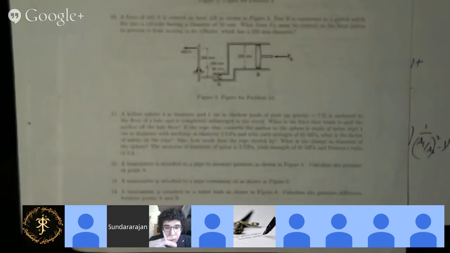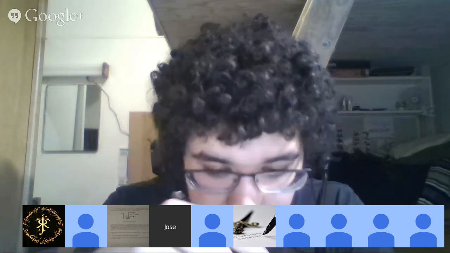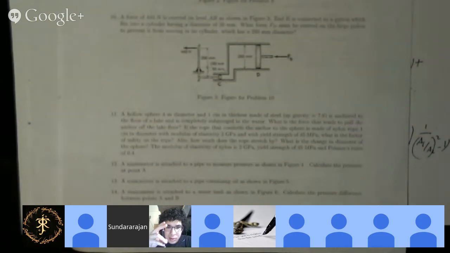Professor, in problem 11, there is a buoyant force going against this sphere. The equation for buoyant force is gravity, the density, and volume, right? Correct? Yes. What volume do we use? Do we use the volume of the sphere or the volume of the container? Volume of the water displaced. Oh, the water displaced. Okay.